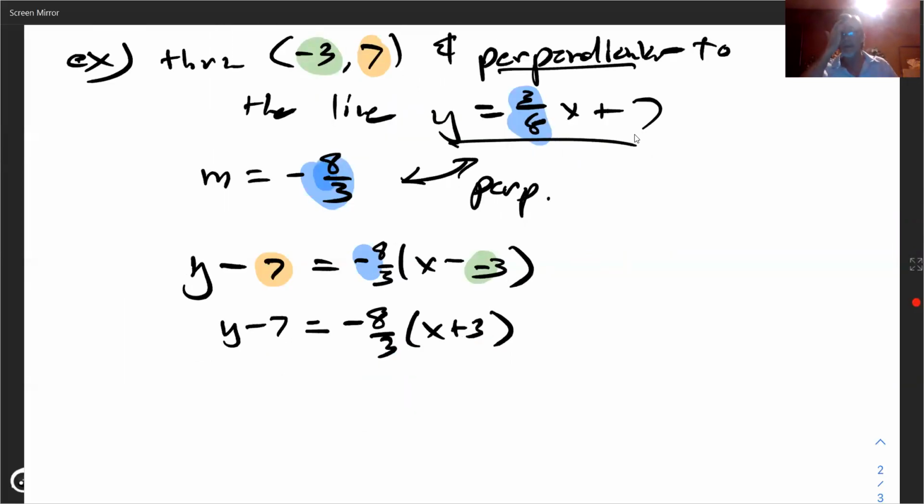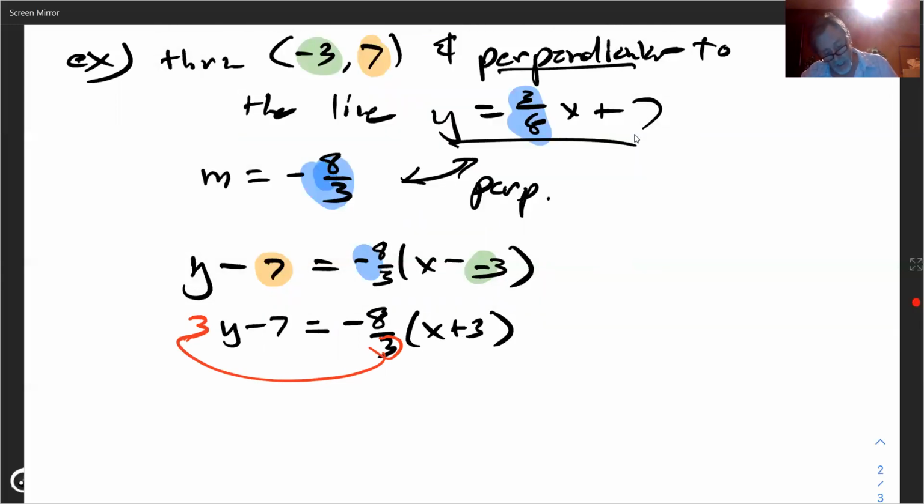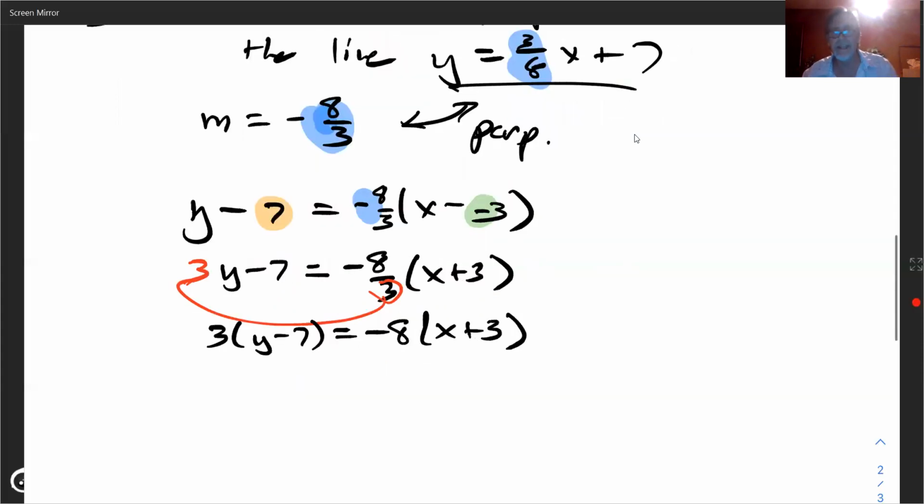And I'm going to do this thing again. I'm going to take this 3 guy and move him over there. That's kind of a move that I make because it's like I'm multiplying both sides by 3. So what we have is 3 times y minus 7 equals -8 times x plus 3. Yeah, I left the negative there. I just let it stick to the 8, and the rest is distributive. You know how to do this now, don't you? We're going to add the 21.